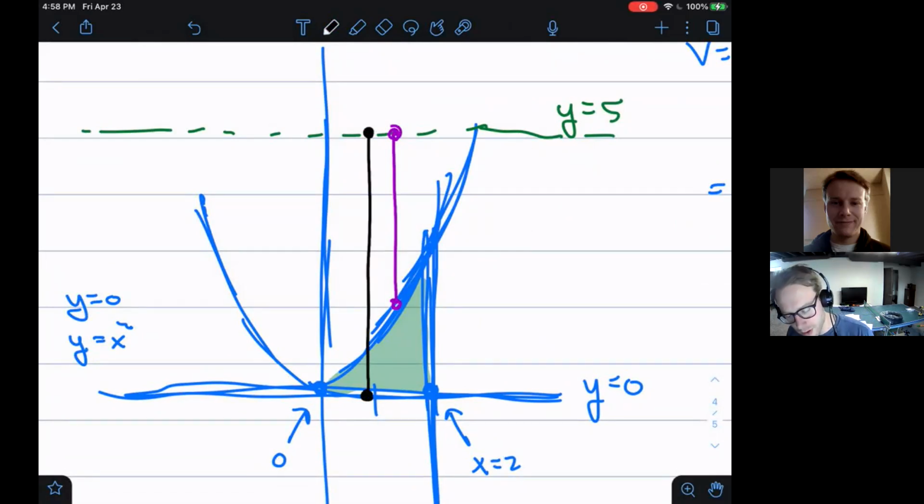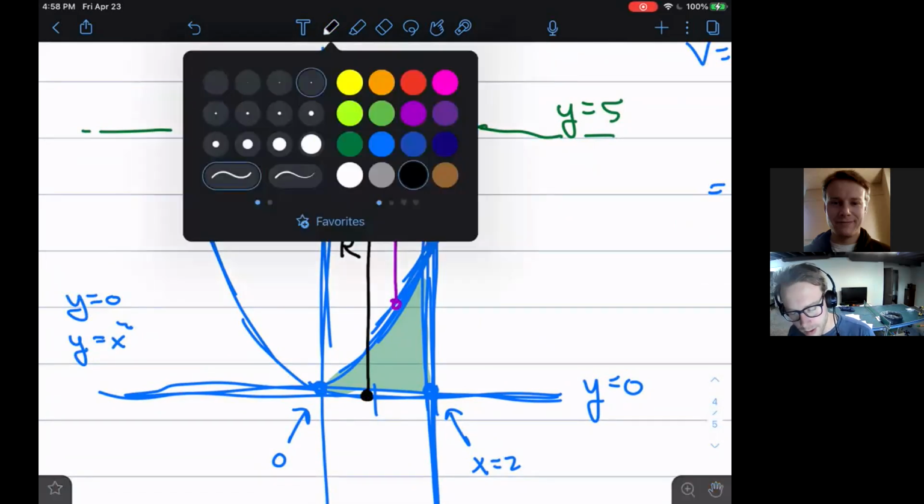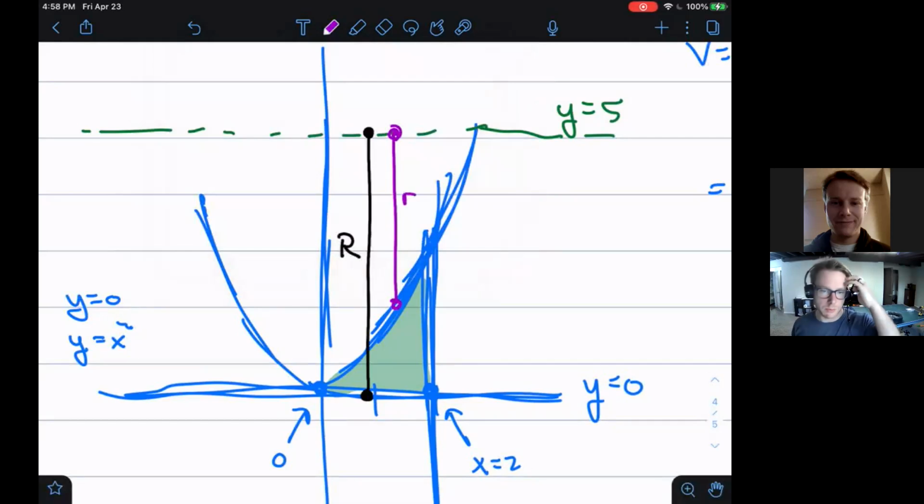So quite often we denote this with a capital R for the outer radius, and a little r for the inner radius. If you're a physicist or whatnot, you can also use subscripts, R sub out and R sub in, for outer and inner radius and all that sort of stuff.